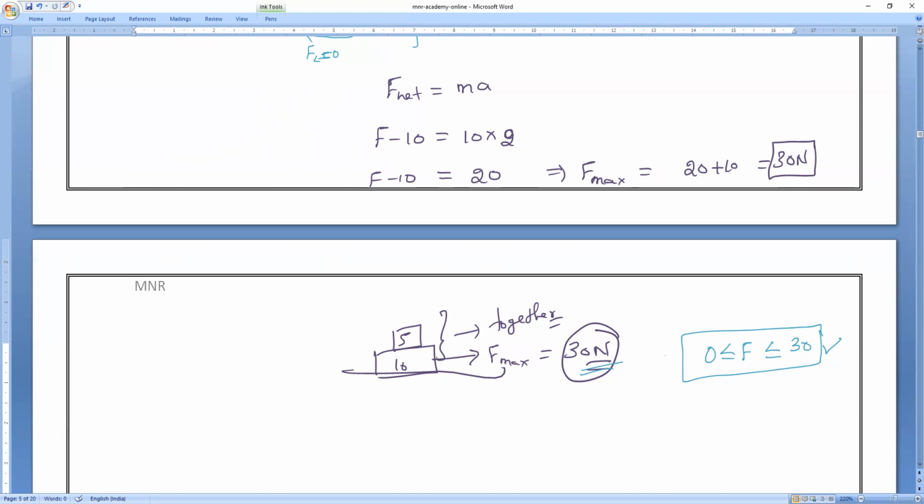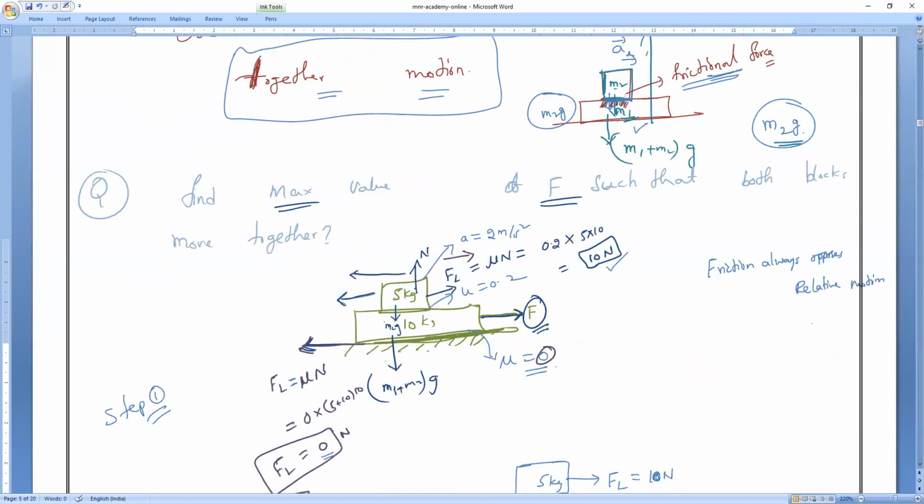But how much maximum can I apply to make the bodies move together? I can apply only 30 newtons. Suppose I apply more than that, what will happen? Then both bodies will never move together. Definitely one block, the second block may fall forward or backward, or it may accelerate faster to the front or back, or it may remain constant. Anything can happen.